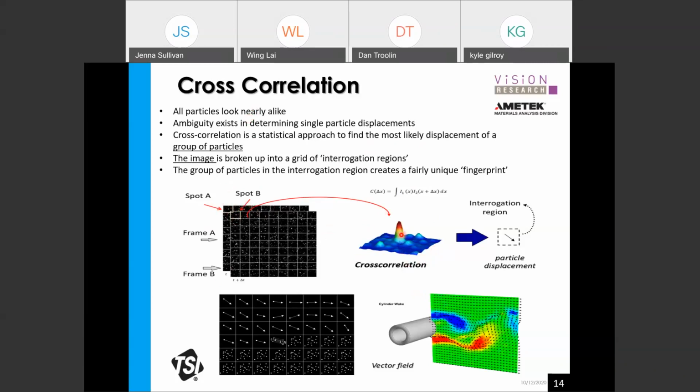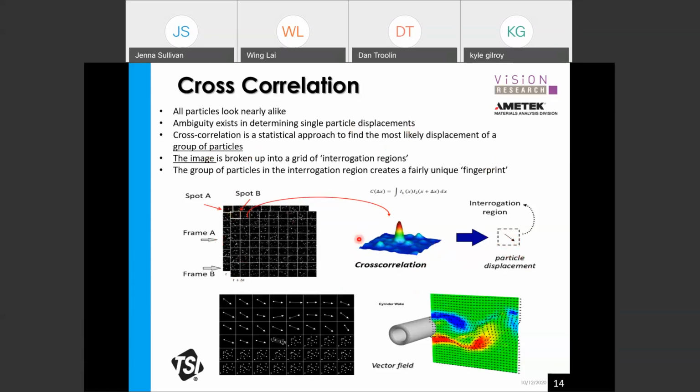Once we know the displacement of that particular group of particles, since we know the delta t, the time between the two frames, frame A and frame B, then we are able to calculate the velocity vector representing spots A and B. So essentially, knowing the displacement based on the cross correlation technique, which represents the most likely displacement of that group of particles, and dividing by delta t, we get a representative velocity vector.